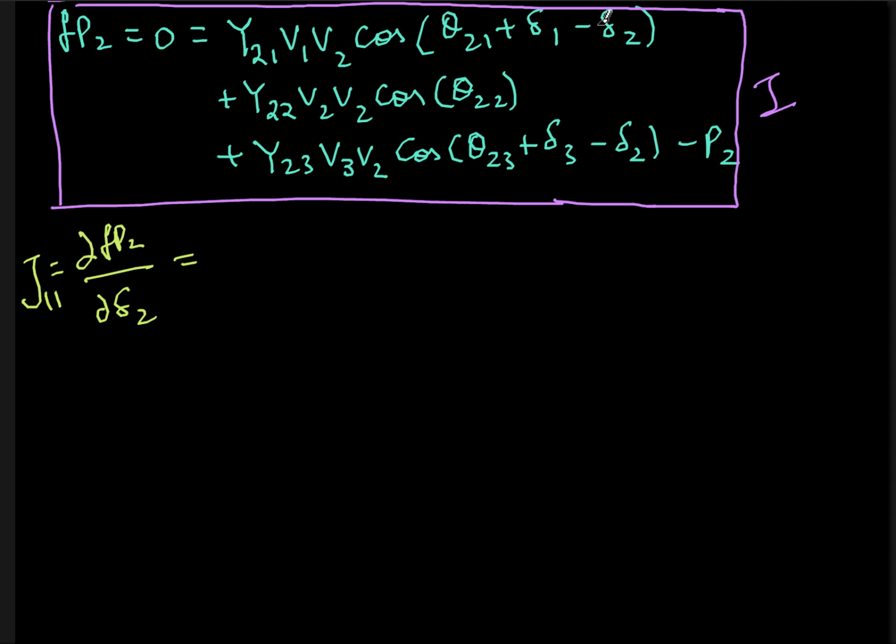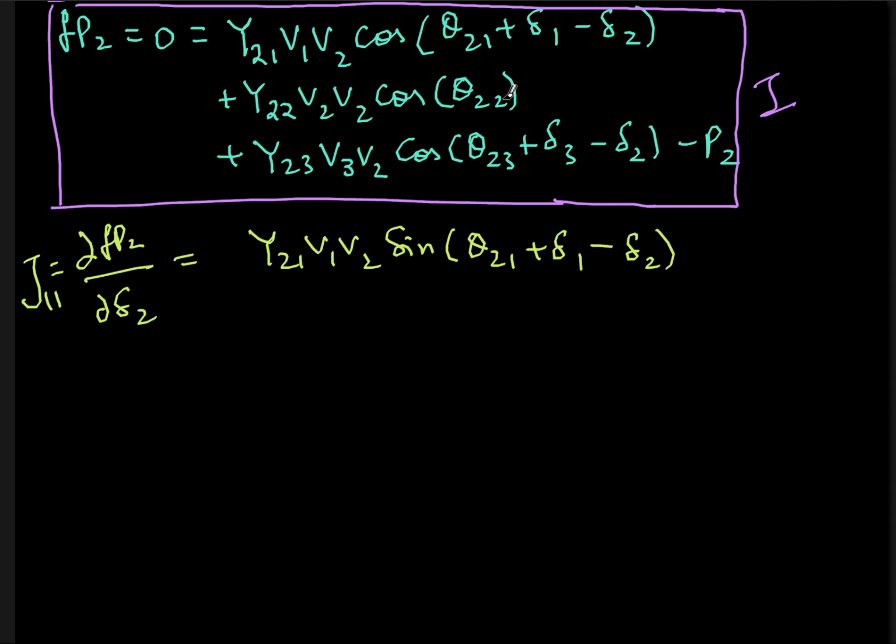So delta 2 is here. Cos of delta 2: differentiation of cos is minus sine, but because the minus is there, it will become plus. So this term will be as it is, we just replace cos with sine. So I'll get y21 v1 v2 sine of theta 21 plus delta 1 minus delta 2. How the first term is differentiated: cos will become minus sine, but then because there is a minus of delta 2, the minus gets cancelled.